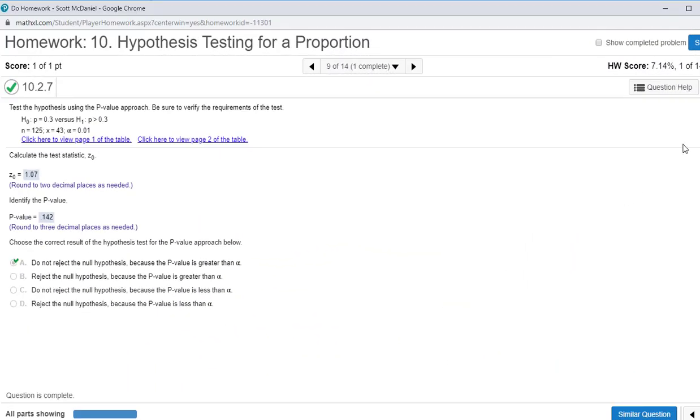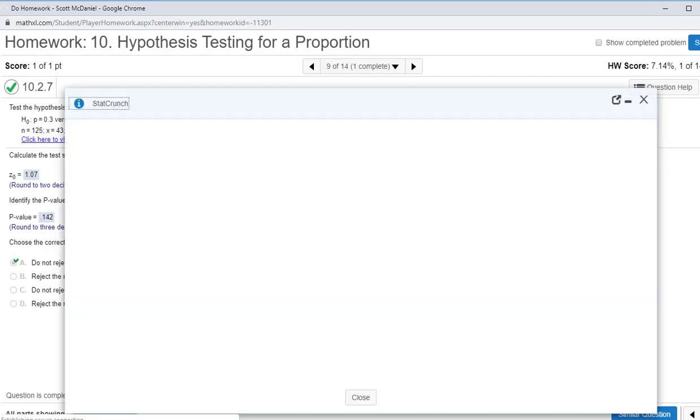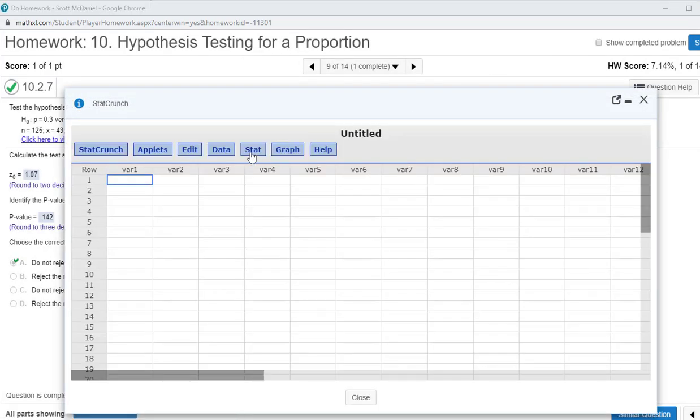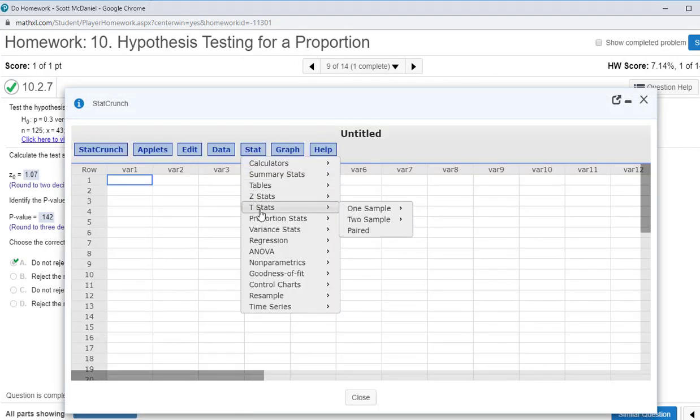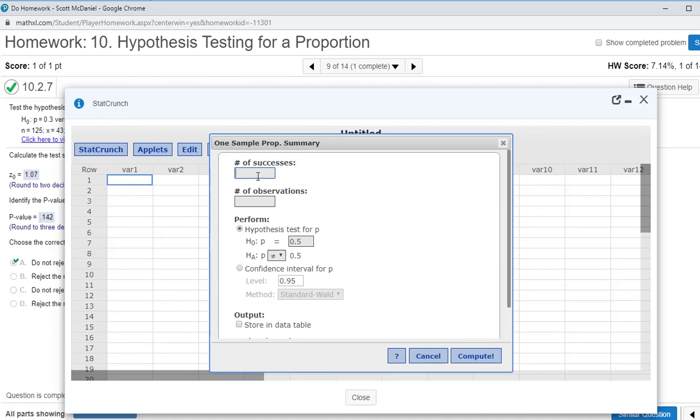Now let's do this on StatCrunch. So question help and StatCrunch. Okay, so we're going to go to Stat. It's not a t-stat, it's a proportion stat, and we just have one sample and we have summary data. So put in the number of successes. If you happen to have chosen the wrong one, with the raw data, you would quickly see that we don't have the raw data. There's not enough inputs there.